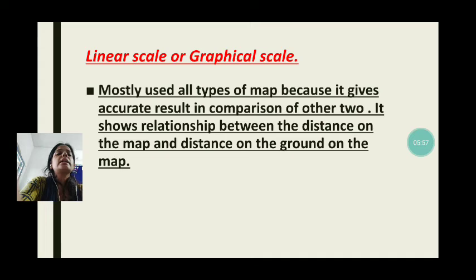Next we can see the linear scale or graphical scale. Linear scale or graphical scale is mostly used in all types of maps because it gives accurate results in comparison to the other two scales: the first one is the representative fraction and the second one is the verbal scale. A linear scale shows the relationship between the distance on the map and the distance on the ground. It is widely used in all types of maps because it gives us accurate information and accurate results.